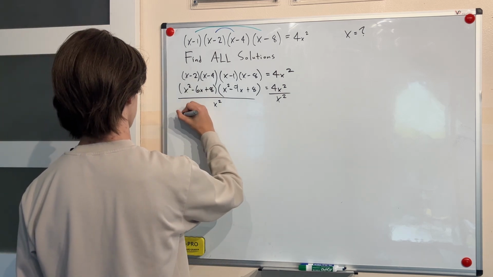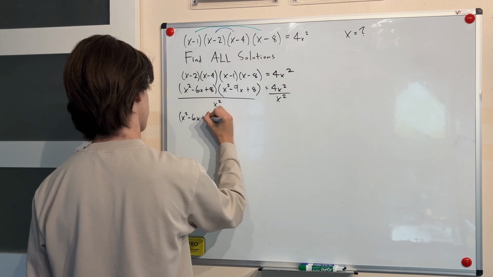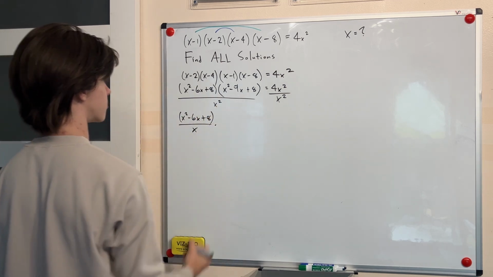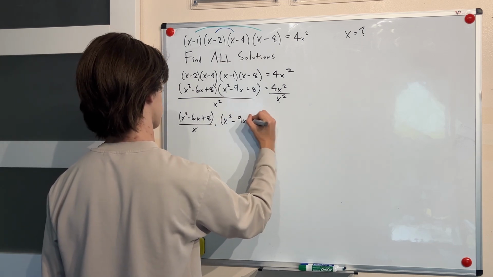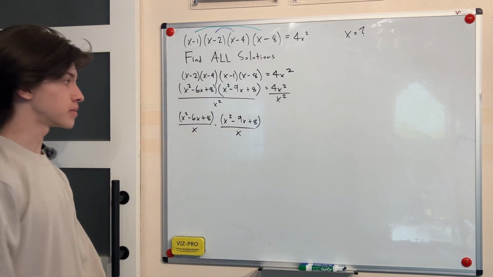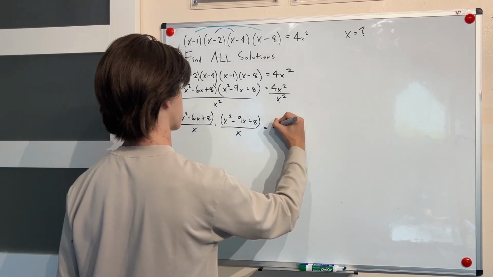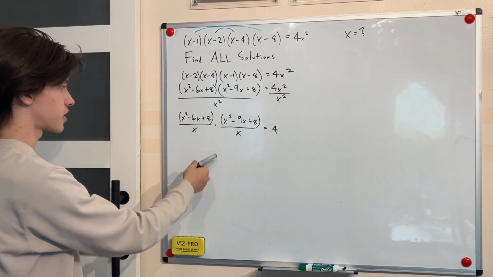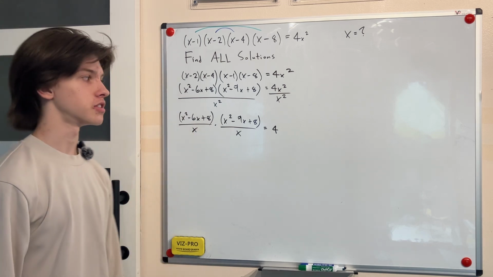We have our first brackets of x squared minus 6x plus 8, and we divide it just by x. And then we multiply it by our second bracket, x squared minus 9x plus 8, divided again by x. Everything makes sense, right? We're still dividing by x squared on both sides. It's going to be 4 because we got rid of the x squared. This denominator is x squared, and the numerator is still our 2 brackets as we needed.